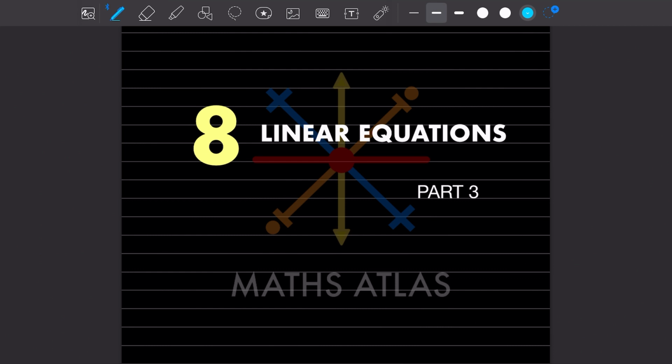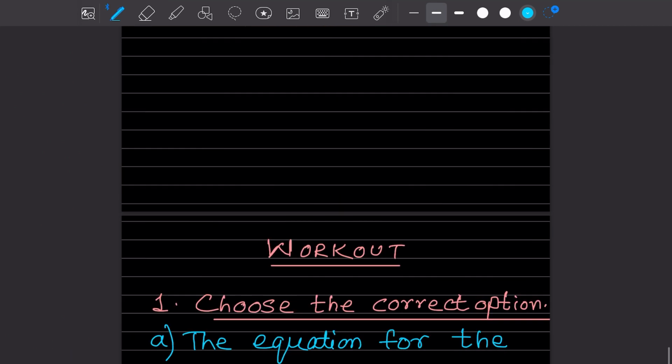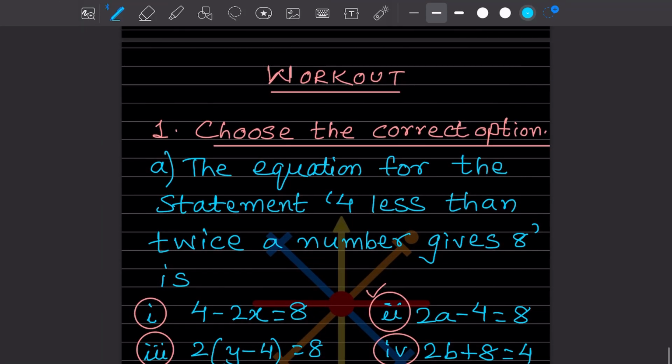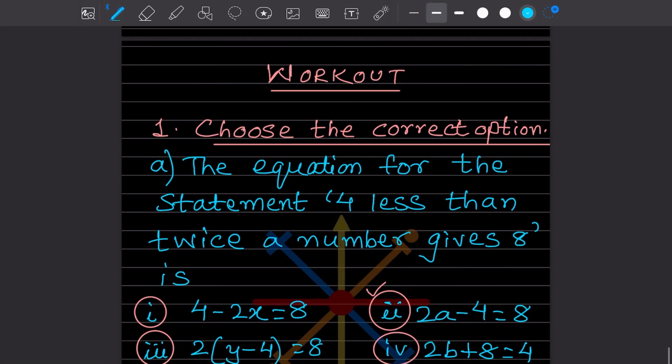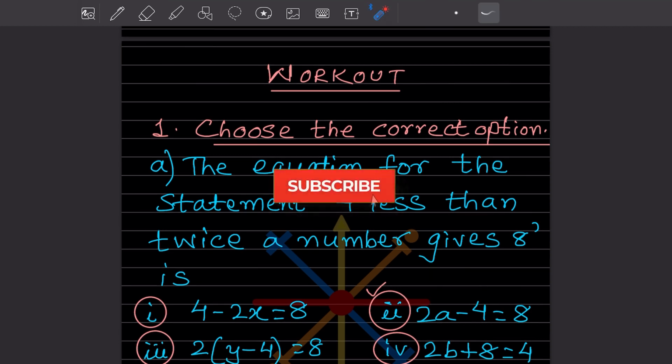So this is the third part of the same chapter, that is linear equations. So let's start. First thing here, what are we going to do? We have already completed the exercise part. So this is the workout, and this workout is nothing but the practice for the previous exercises only, but the numbers have been changed.